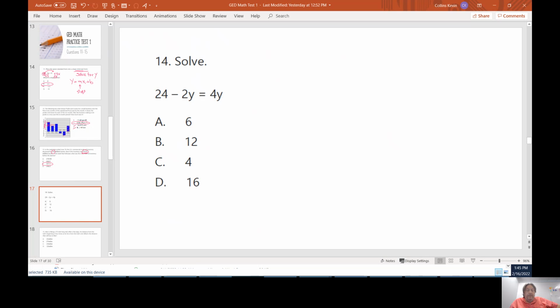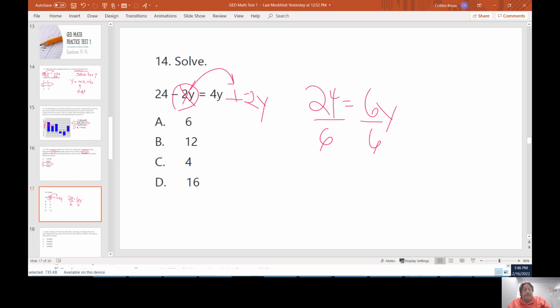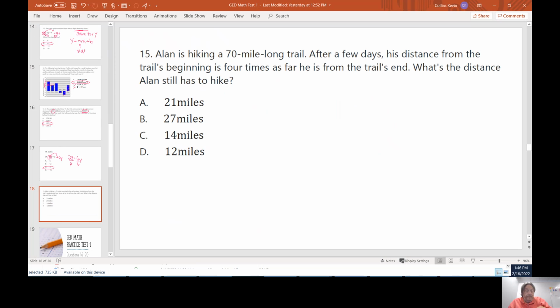This one says solve. Obviously we're solving for y. Same idea: I've got minus 2y. If I bring it over here, it becomes plus 2y, and this term goes away. Then I've got 24 equals 6y. This is a lot like a problem we did in an earlier session. We've got variables on one side and numbers on the other side, so we just divide by the number in front of the variable. 24 divided by 6 is 4. So there's our answer.